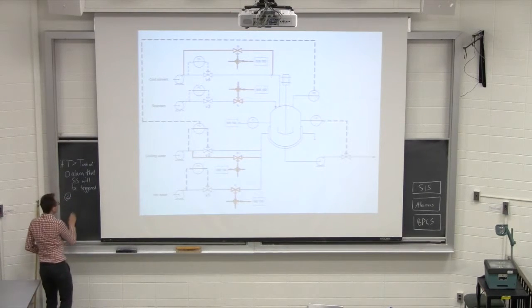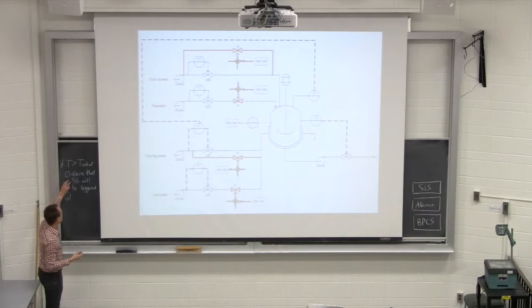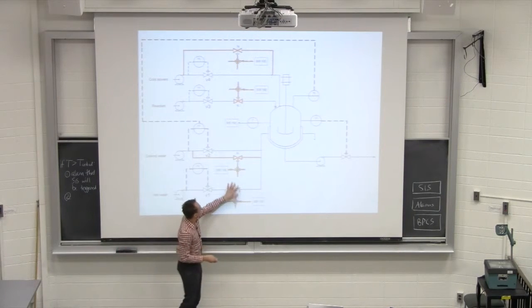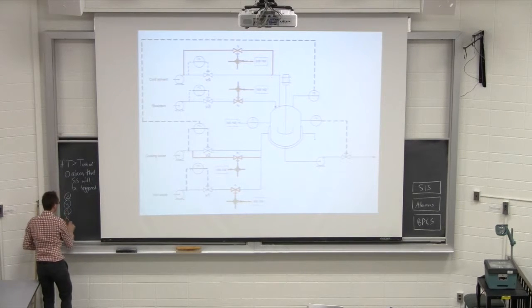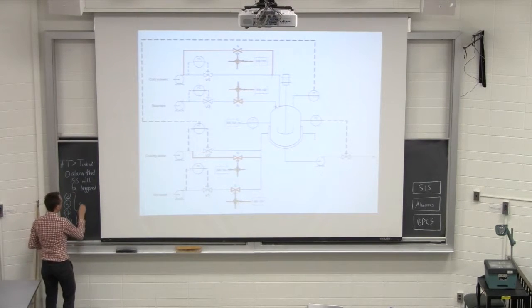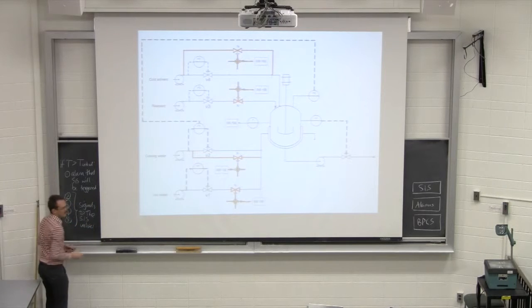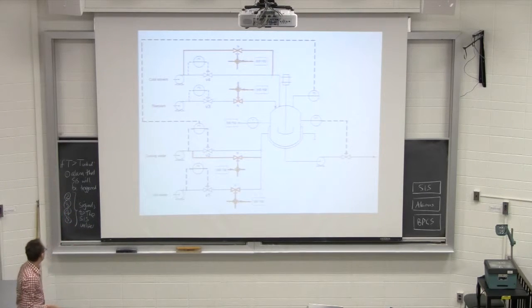So the sequence then will be: let the operators know that you're triggering this SIS system. Then you'll send a signal to each one of these individual valves. Steps 2, 3, 4, and 5 send the signals to those SIS valves. I haven't labeled them, but essentially I'm referring to these. The valves are created to be sent the appropriate signal to either open or fully close.